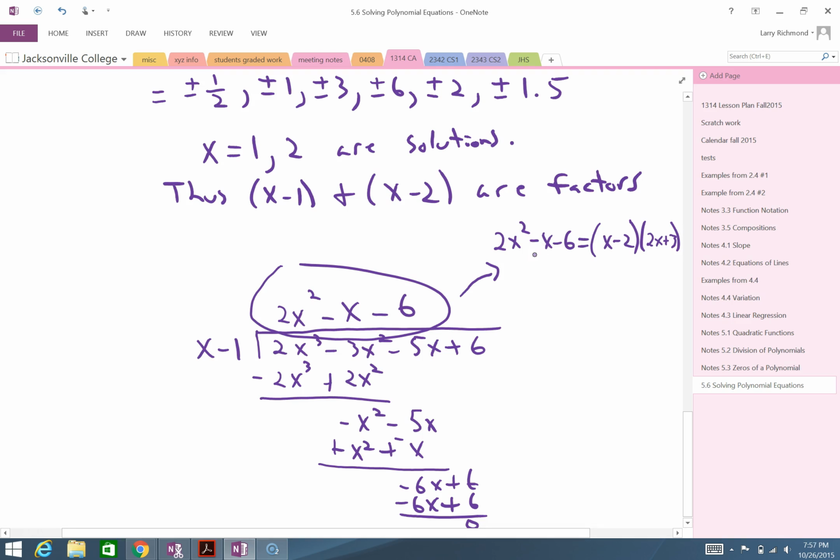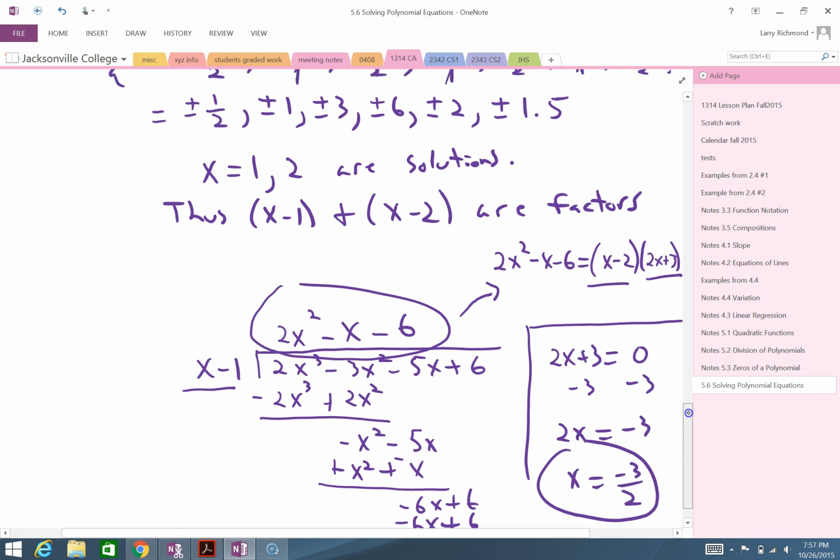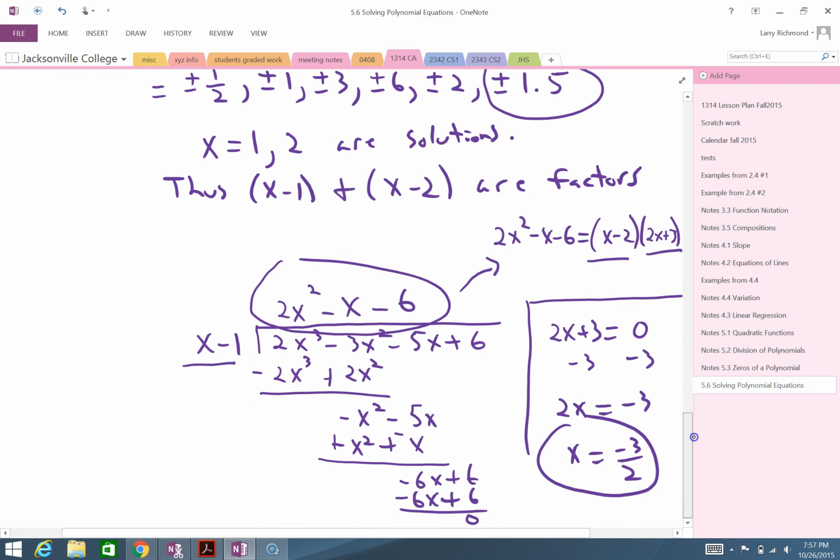So now I have my 3 factors: x minus 1, x minus 2, and 2x plus 3. So we already knew that we had 1 and 2. This is my last one. Thus, 2x plus 3 equals 0, subtracting 3 on both sides. 2x is minus 3, dividing by 2, x is negative 3 over 2. And that, indeed, was one of our possible answers, negative 1.5. So those are our 3 solutions: 1, 2, and negative 3 over 2.